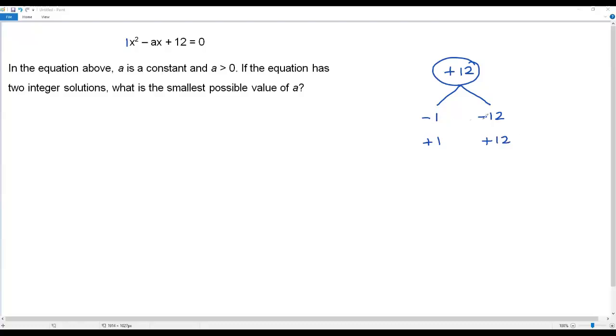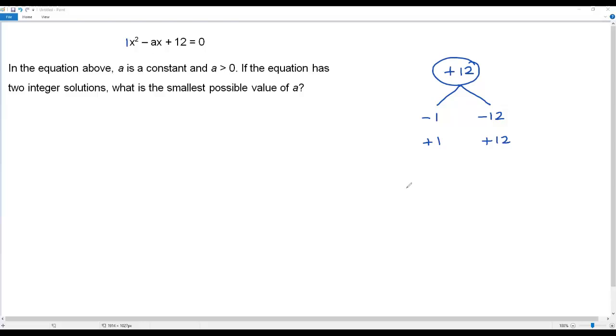In the first pair, I have taken both the factors negative, because when I multiply negative and negative, it will become positive. 1 times 12 is 12. In the second pair, I have taken both the factors positive, because positive times positive will become positive. 1 times 12 is 12.